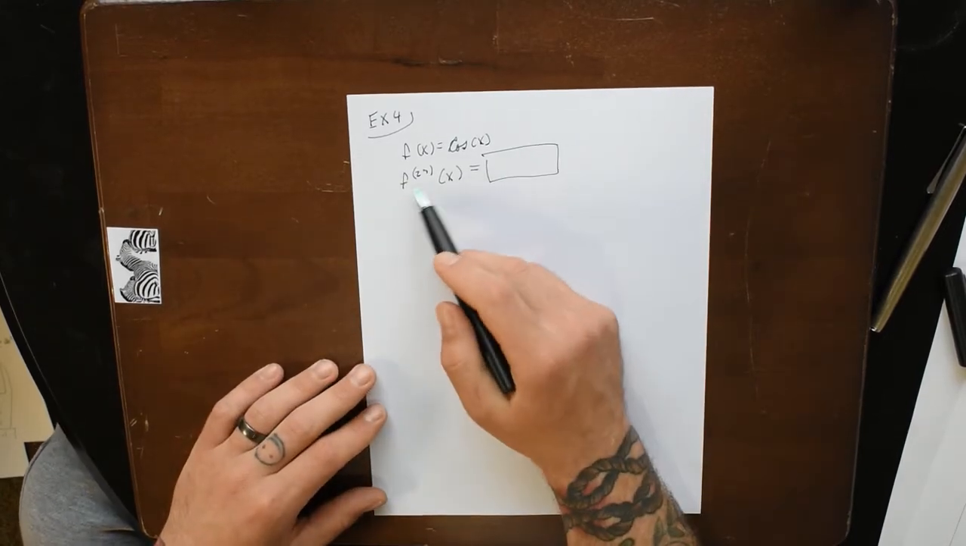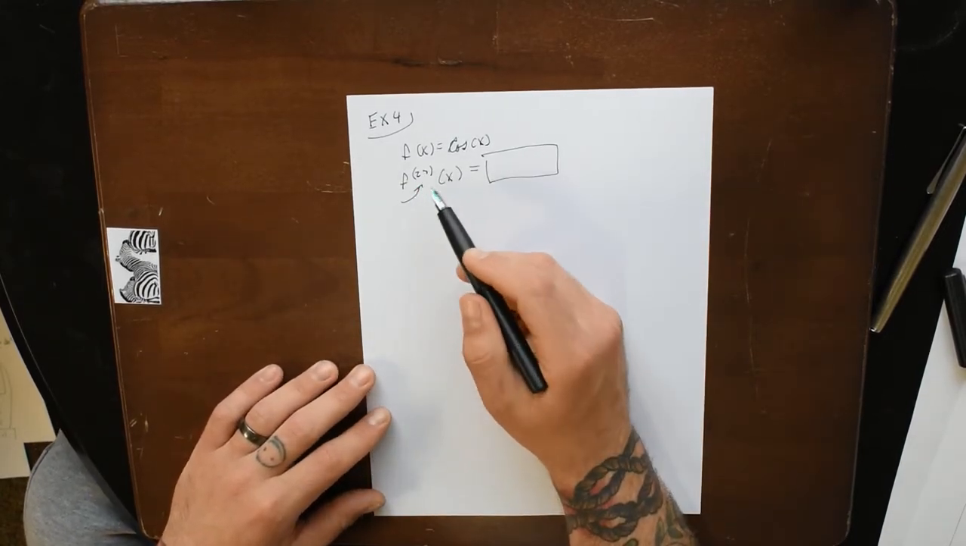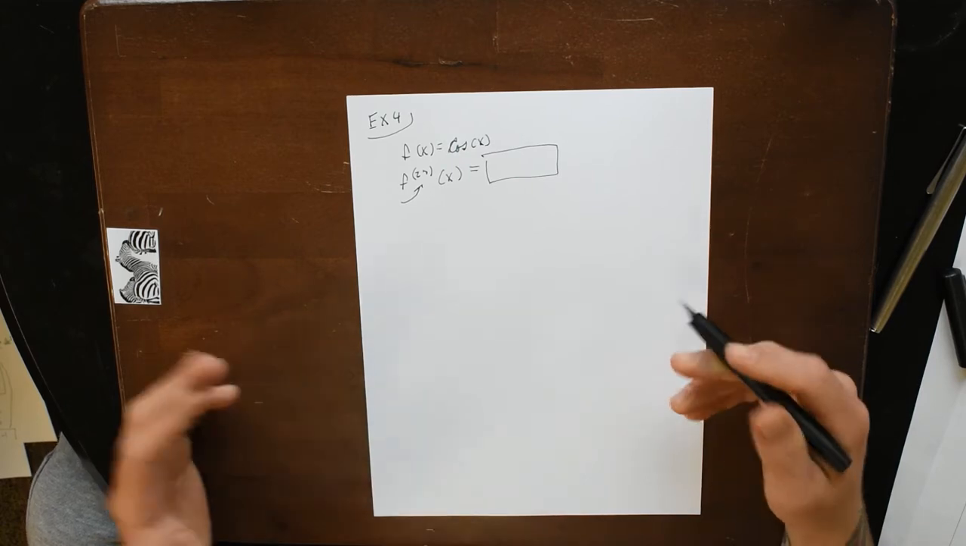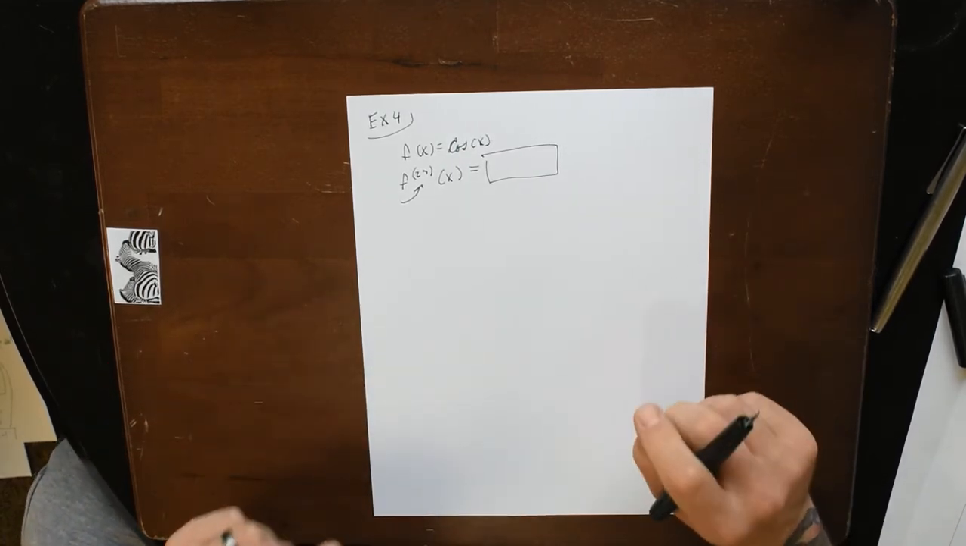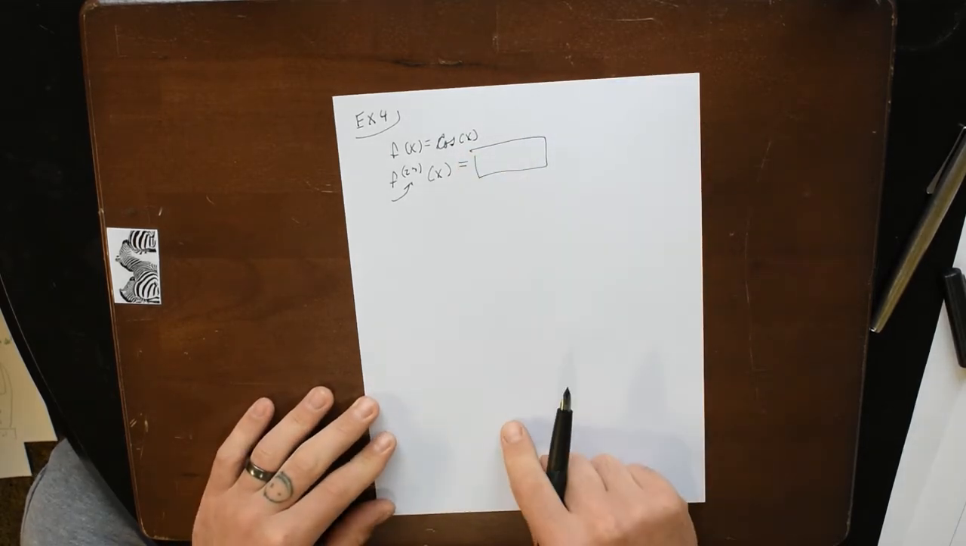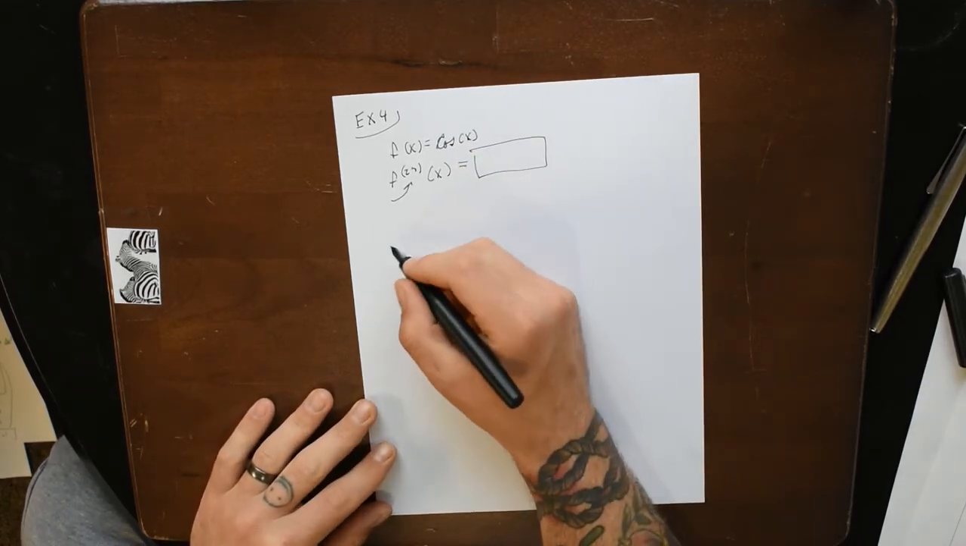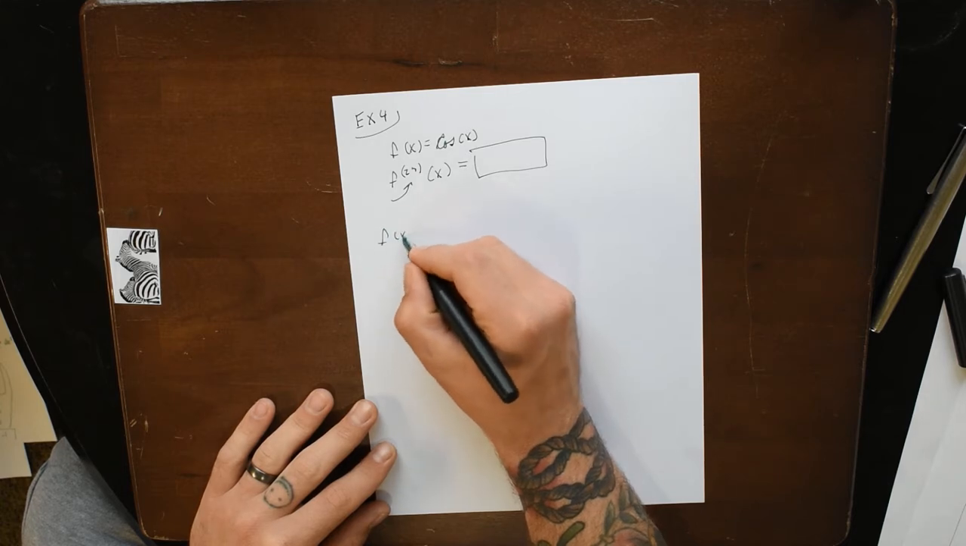So, there's going to be a pattern. Whenever the book asks you for the 27th derivative, the 34th derivative, something like that, they do not want you to actually do the derivative 27 times. Let's see what happens if we start off with f of x.